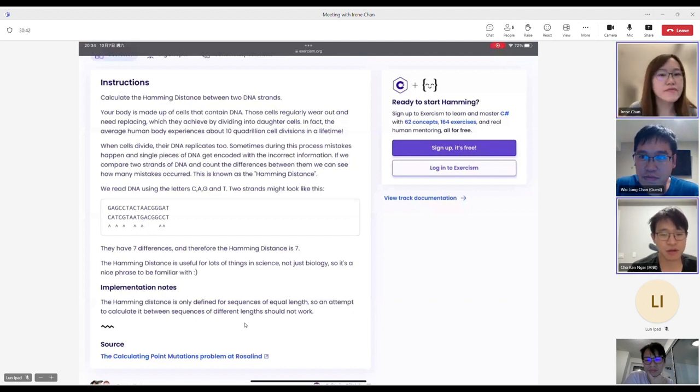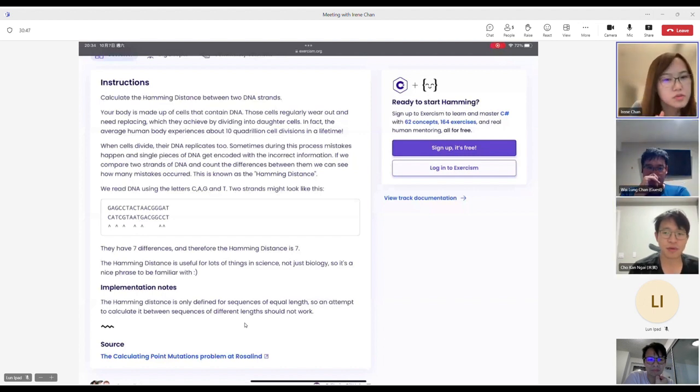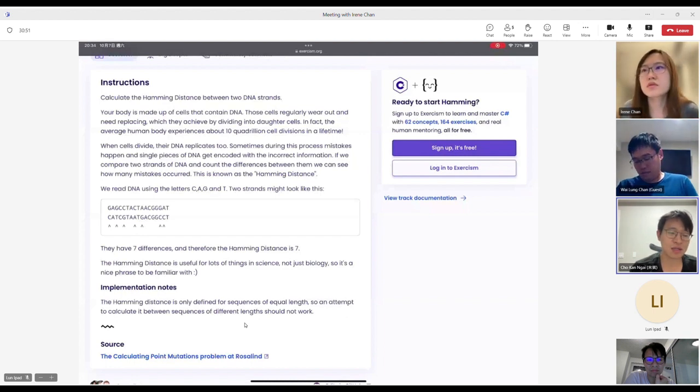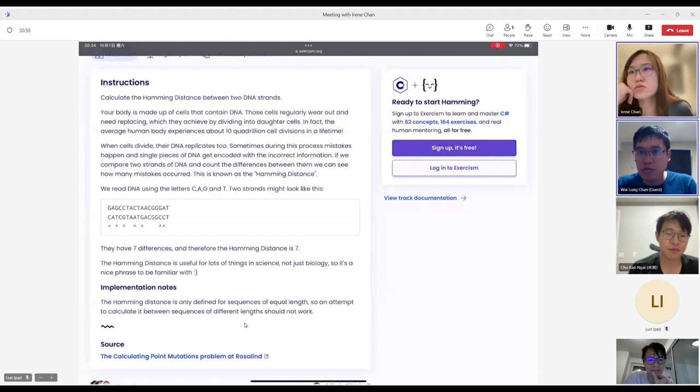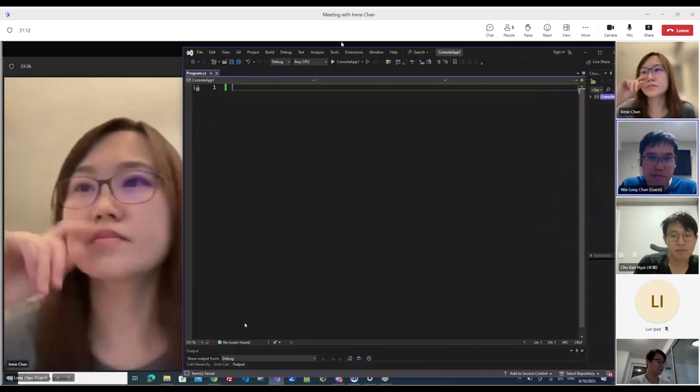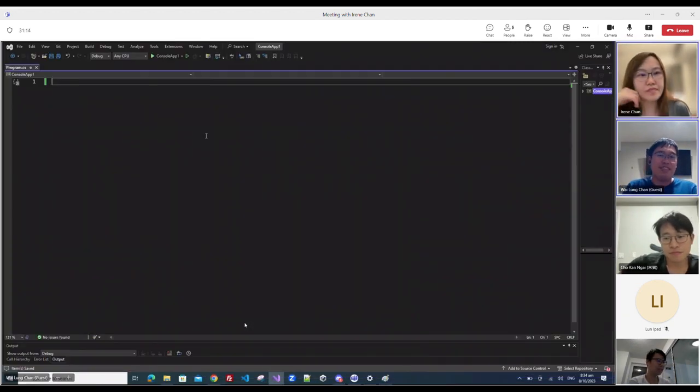But how do you convert the string into an array? How do you break down that string? Okay, maybe we can try this. I'll share my screen first. Just a moment, I'm finding the share screen. Here. Okay, you see my console here?